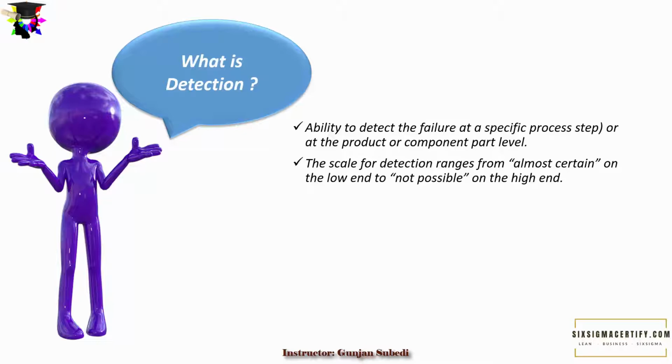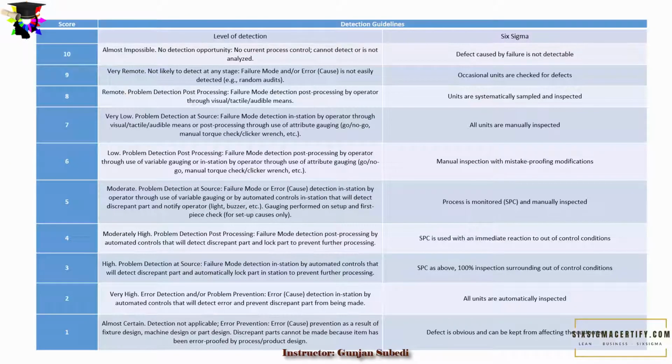On a scale of 1 to 10, 10 indicates a situation very difficult to detect, whereas subsequent lower values indicate higher chances of detection. The detection guideline as given by Automotive Industry Action Group, AIAG, 4th edition, is given on the table. Here we see that if the defect is very difficult to detect, then we give it a higher score. And if the defect is obvious and can be detected to prevent customers from getting affected, then we give it a lower score.